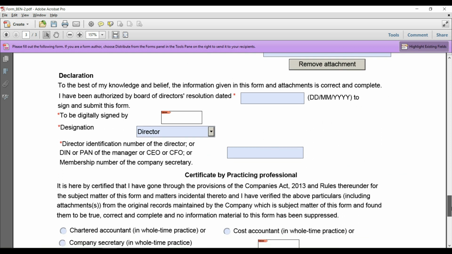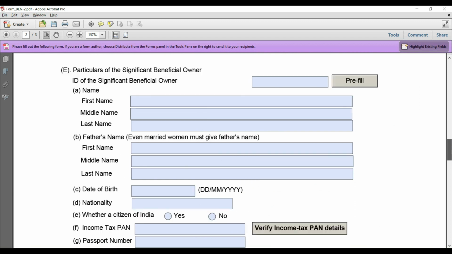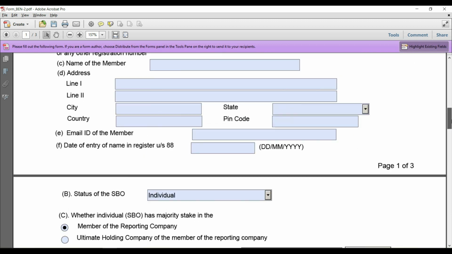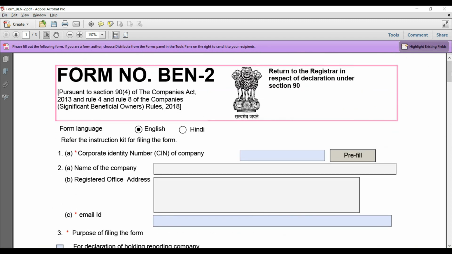So we have to file Ben-2 accordingly. All the information which is there in Ben-1, the same information we have to provide in Ben-2, and we have to file it to the ROC.